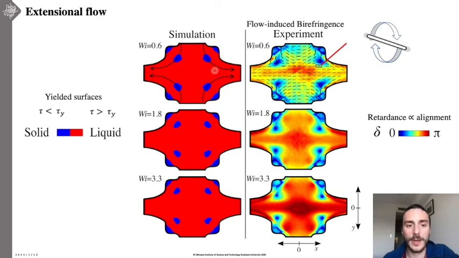And also comparing the simulation and the experiment, we see that the simulation predicts a shrinkage of these regions of a solid state with increase in the Weissenberg number, and analogously we see the same also for the birefringence. So we find a quite good match in this part.